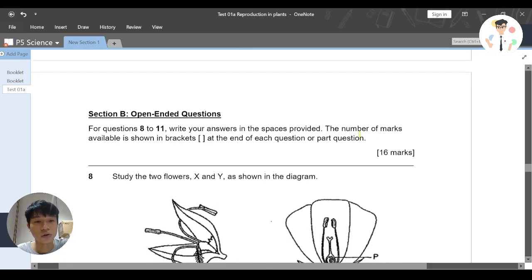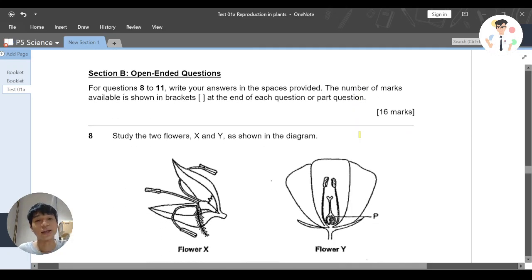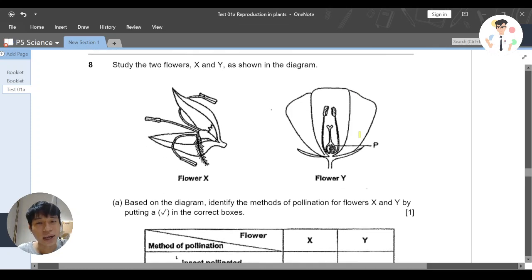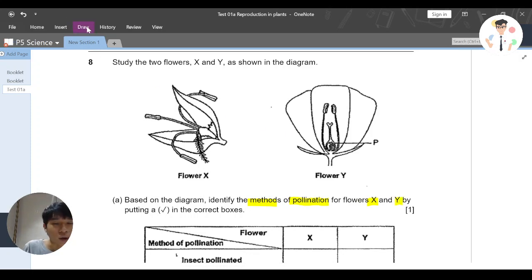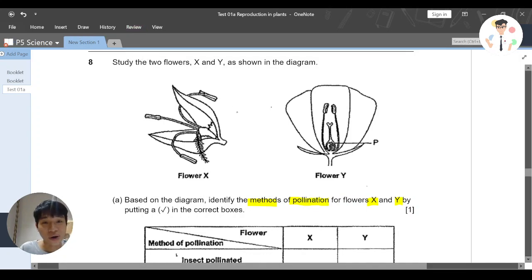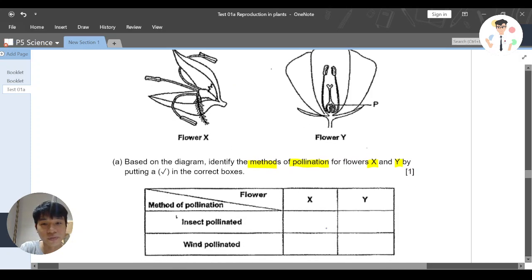Let's move on to section B, which is the open-ended questions. Study the two flowers X and Y as shown in the diagram. Now we need to identify the methods of pollination for X and Y. If you have studied well enough, you should know this. We have been discussing this in class before. X is supposed to be wind pollinated, and Y is supposed to be insect pollinated.